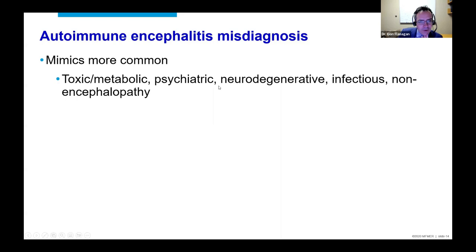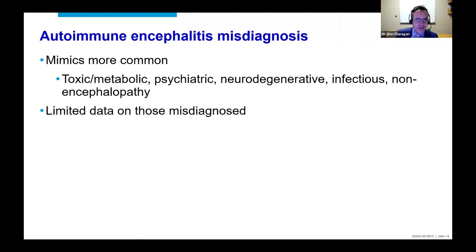Or you can have neurodegenerative conditions like Alzheimer's disease or Lewy body disease, or infections like viruses affecting the nervous system. Or some patients just have brain fog. They may not have a full encephalopathy, but they report that they feel like they're in a bit of a cloud, and there are different reasons for that that we can talk about later. Many of the studies that have been done on autoimmune encephalitis have been about patients who were initially thought to have something else, but in the end did truly have autoimmune encephalitis. Very few studies had looked the other way around, at patients who were suspected to have autoimmune encephalitis but ended up having something else. And that was the focus of our study.